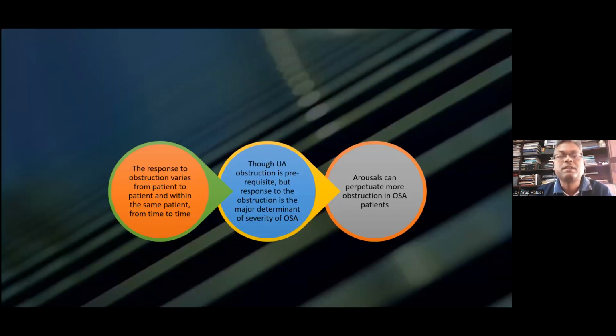So they propose these hypotheses that the response to obstruction varies from patient to patient, and within the same patient from time to time. And actually, the upper airway obstruction is a prerequisite. There must be an anatomical obstruction for obstructive sleep apnea to occur. But the response to obstruction actually is the major determinant of severity of OSA. So even if the obstruction is there, the response to obstruction determines when the patient will have these obstructive events during sleep, or whether or not.